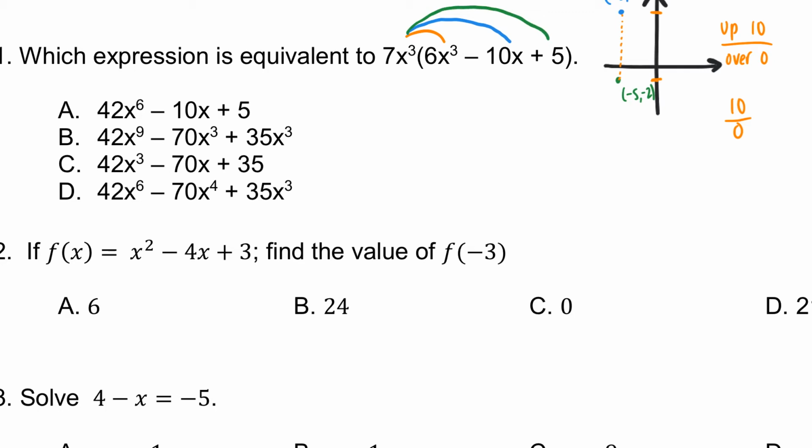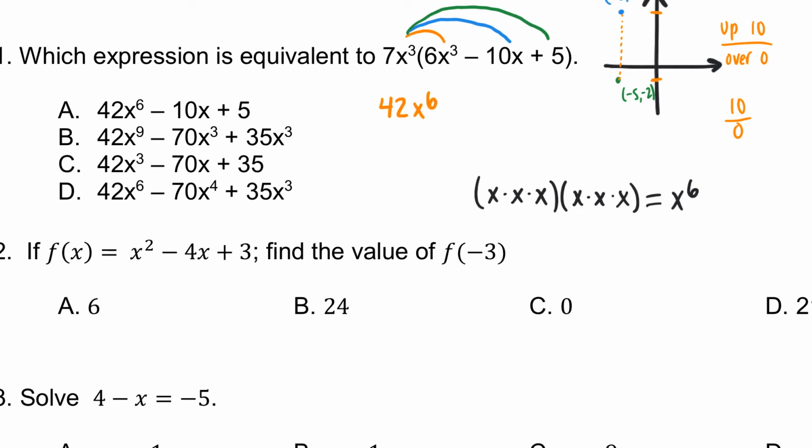When you do the orange multiplication here, you're going to get 7 times 6 is 42. Then you're going to get x cubed times x cubed. I want you to think about this. If you have x cubed, that would be x times x times x. And you multiply that by x cubed, which is x times x times x. How many x's do you have there? You really have 6, so that would be x to the 6th power. So x cubed times x cubed is x to the 6th.